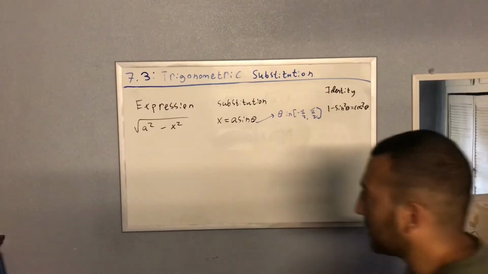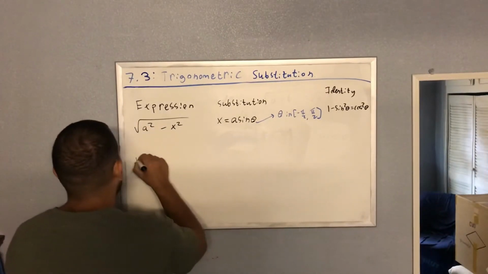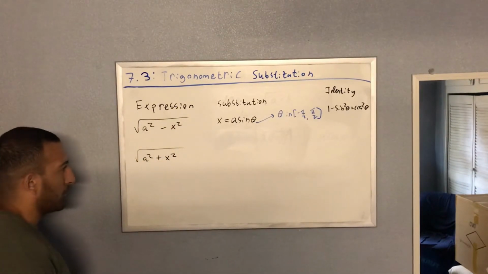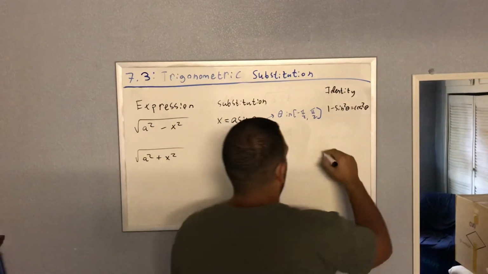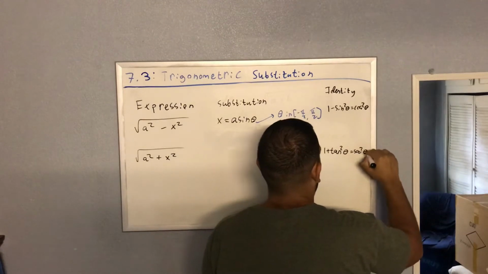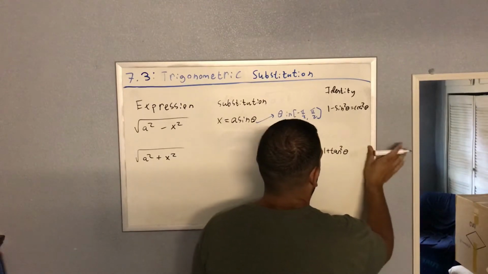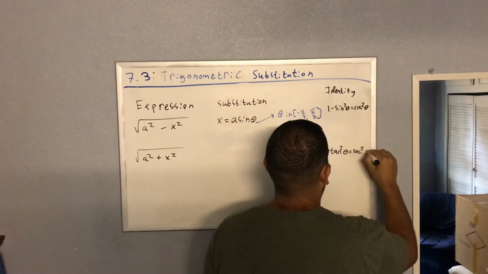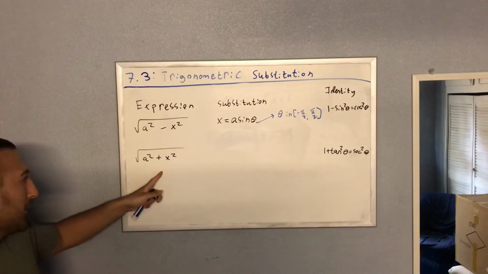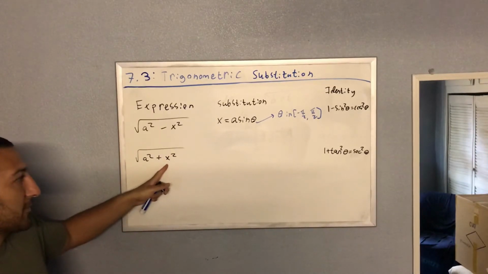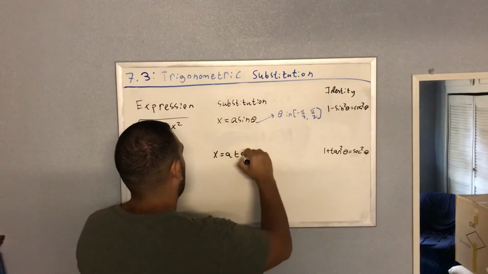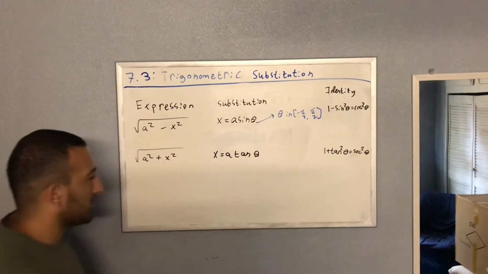Now there's 2 more. So now instead, if we have a plus sign, we're essentially going to use the identity 1 plus tangent squared equals secant squared. So using the fact that 1 plus tangent squared, see there's a plus sign here. So if you want this to end up giving you a tangent squared, you would make the substitution x is a tangent theta. So that's the condition there.